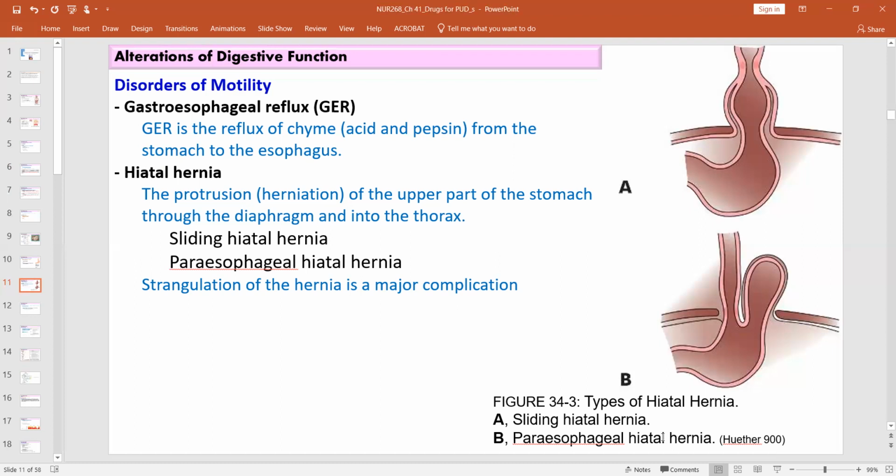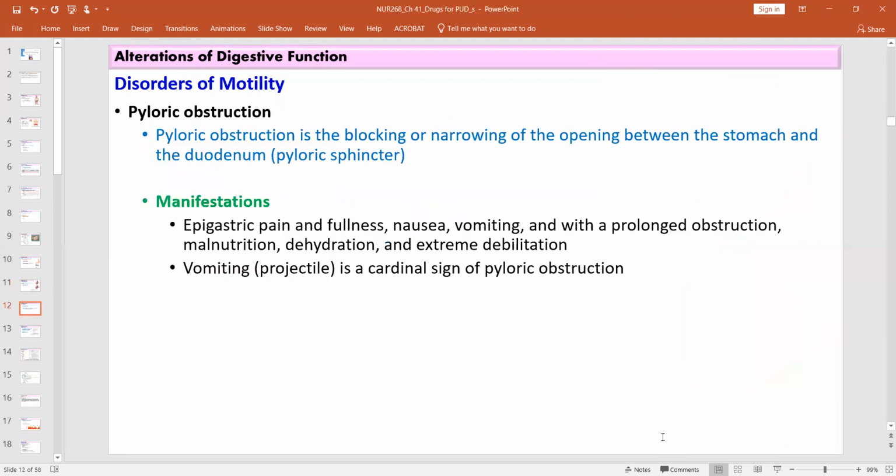Both types of hiatal hernias tend to occur in conjunction with several other diseases, like esophageal reflux or reflux esophagitis, peptic ulcer disease, cholecystitis, which is gallbladder inflammation, cholelithiasis, gallbladder stones, chronic pancreatitis, and diverticulosis. These are some of the conditions in which you can expect that either type of hernia will be present.